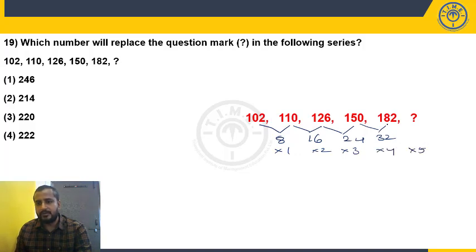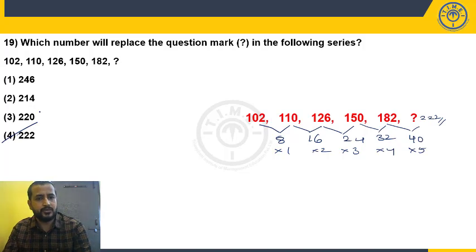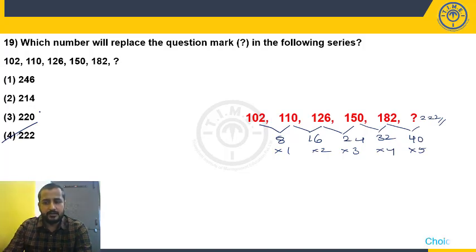Now 8 fives. 8 fives are how much? 40. 182 plus 40, 222. So my answer is 222. Choice 4. Quite simple, right? Yes, in the exam they give easy ones, but you don't make it complicated.